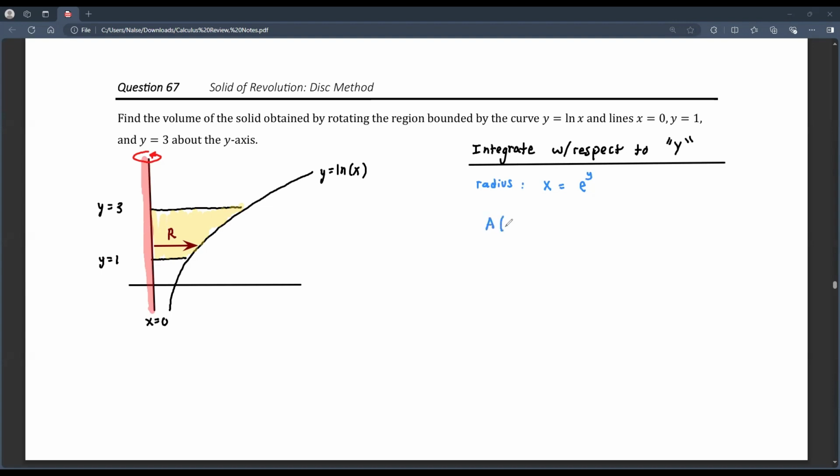Next, the area of the circle is found by multiplying pi to the radius squared. It is this area rule that we will need to integrate over the length of the interval, which starts at y equals 1 and goes to y equals 3.